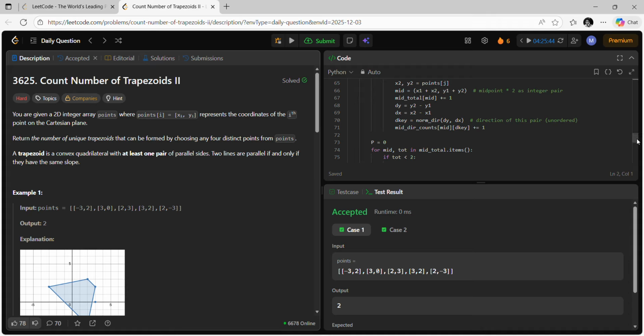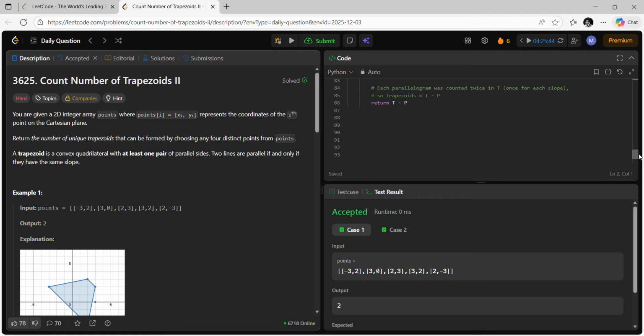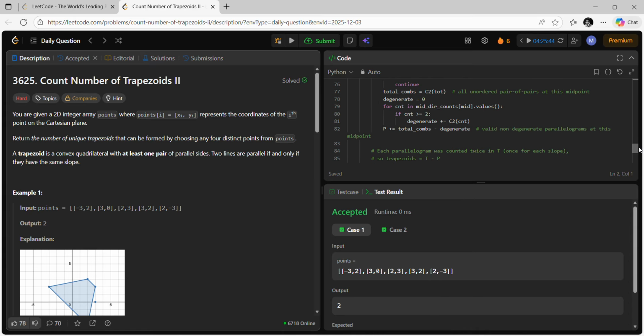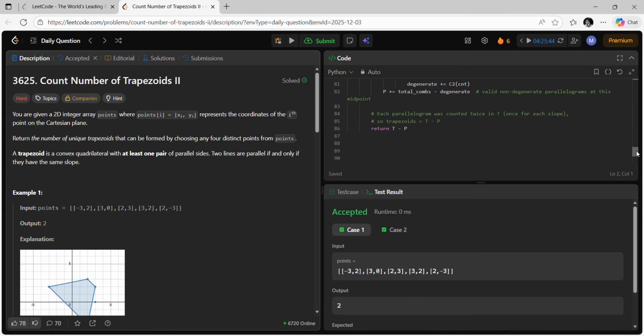So from line number 73 to 82, here we compute P, the number of valid parallelograms. And what is the expression? Total counts, that is C2 of counts, counts all the unordered ways to pick two point pairs that share the midpoint. Okay, then line number 84 to 86, that is the final answer: return T minus P.